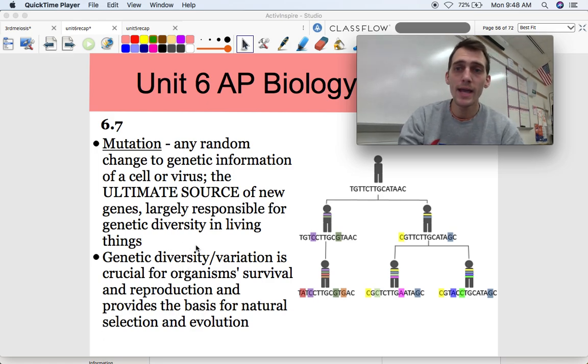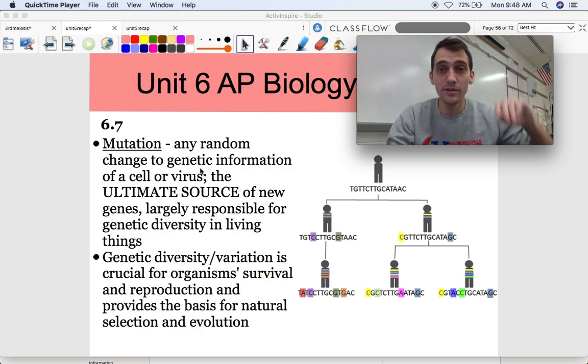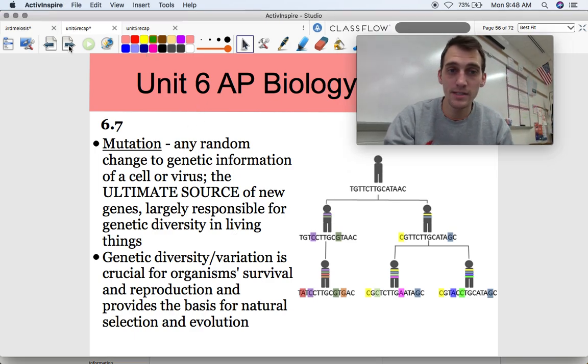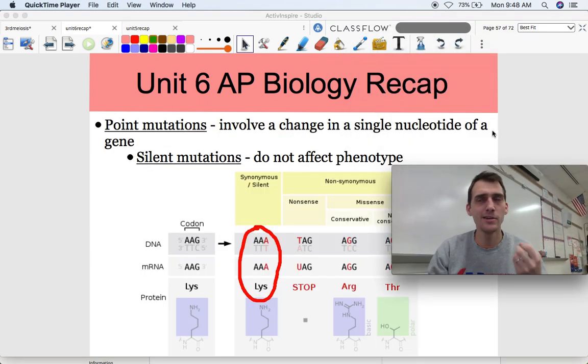All right, but either way, mutations are the ultimate source of genetic diversity, and that is crucial for organism survival and reproduction, and provides a basis for natural selection and evolution. Little spoiler or a little teaser for next unit, Unit 7. It's my favorite. It's the best. Point mutations. There's different kinds of them. All right, and I'm going to ask you to know like 4.